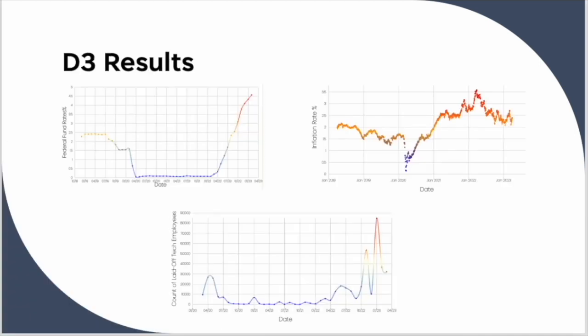So within D3, we can see that the federal fund rates percentage does actually increase in correlation with the tech layoffs all the way going back from 2018. Within federal funds rates, we can see that it actually does show some correlation at the very end towards 2023, along with the layoffs and the mass layoffs in 2023 in tech industry.